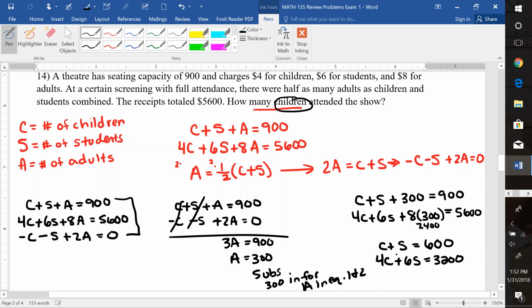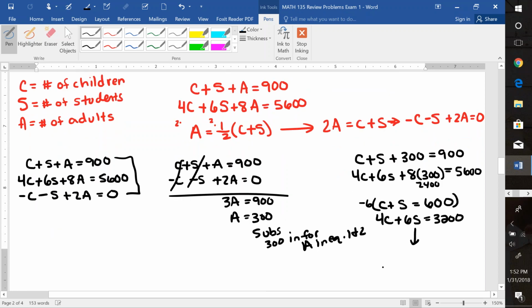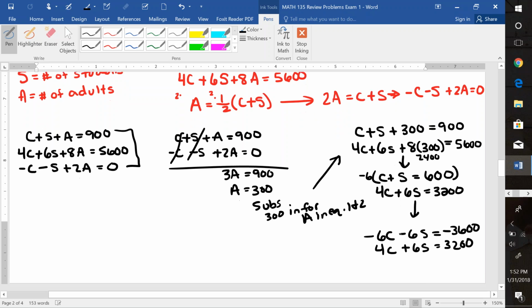I specifically want to know the number of children. So I'm going to cancel out the S's. So I'm going to multiply this top equation by -6. So that would then make it -6C minus 6S, and then that's going to be -3,600. This is 4C plus 6S equals 3,200. That gives me -2C equals -400. If I divide by -2, I finally get that C equals 200 children.